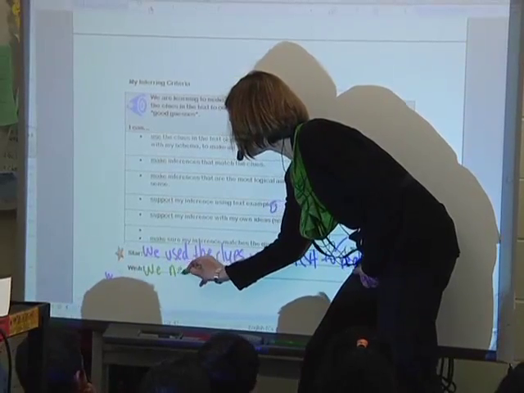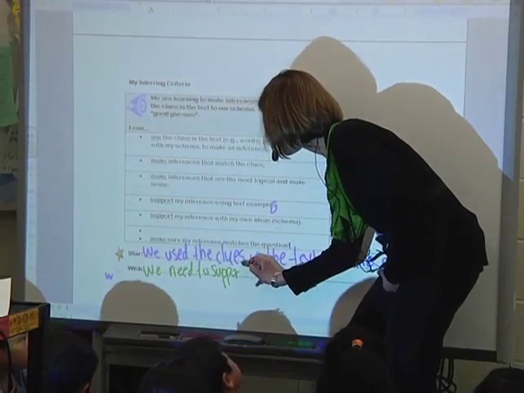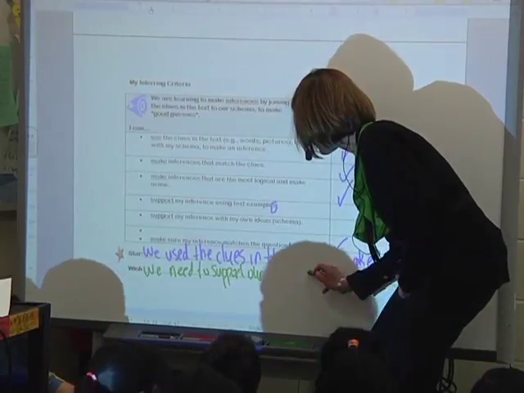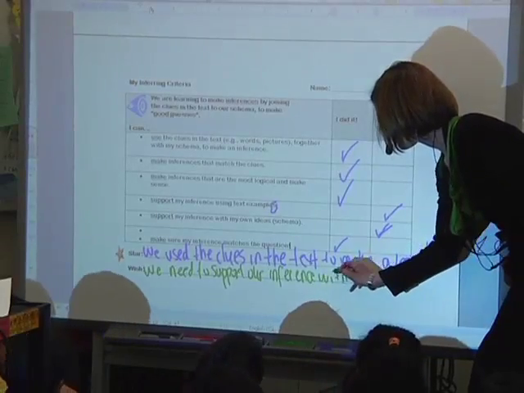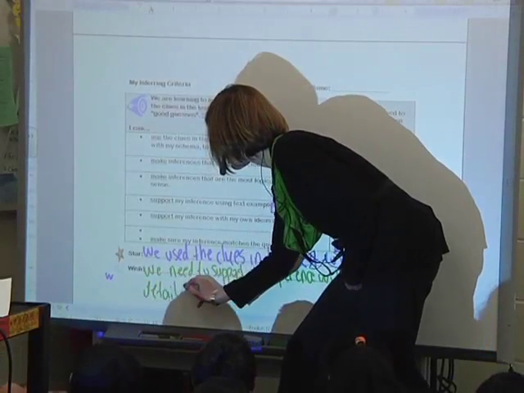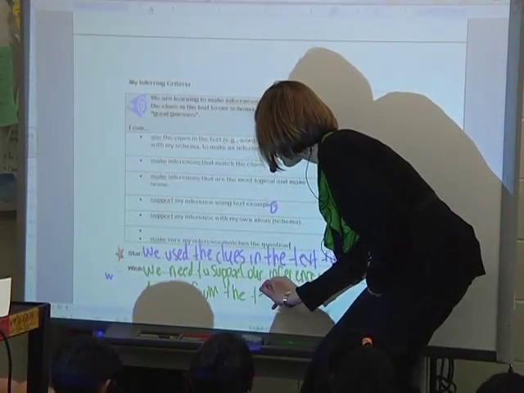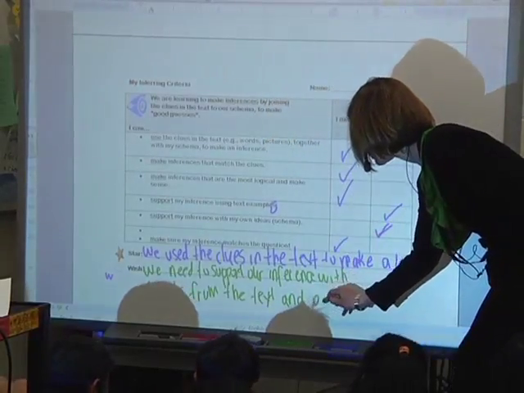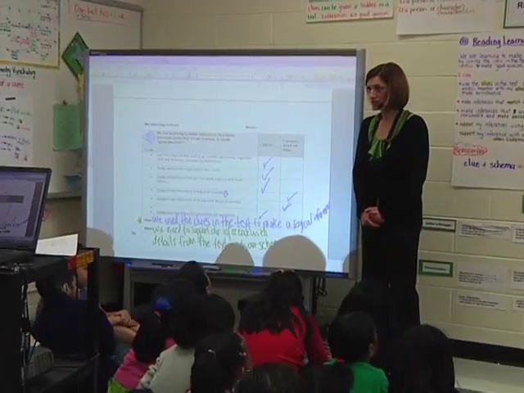We need to support our inference with details from the text and our schema. Yeah, our own examples. Good thinking, everybody. Thank you very much.